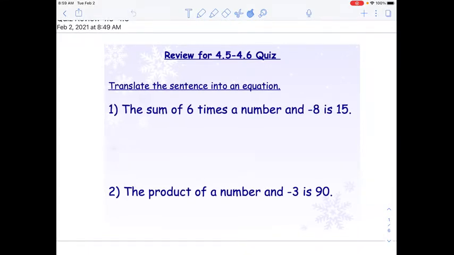This is your review for your quiz on lessons 4.5 to 4.6. So if you're watching this, you should definitely have a piece of paper out and be copying down these problems so that you can use it on your quiz.